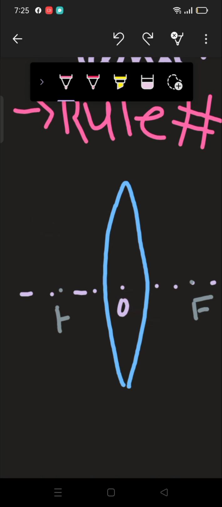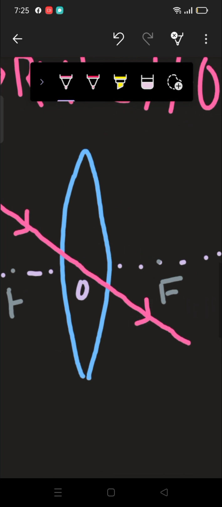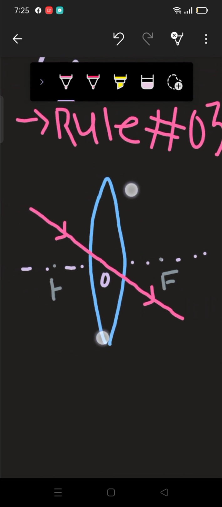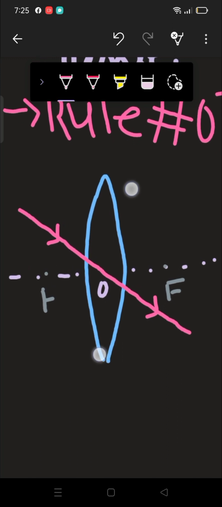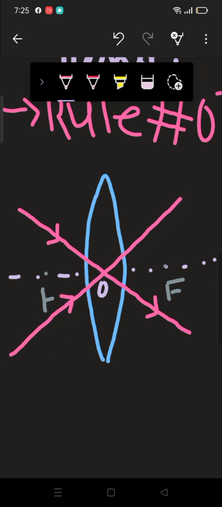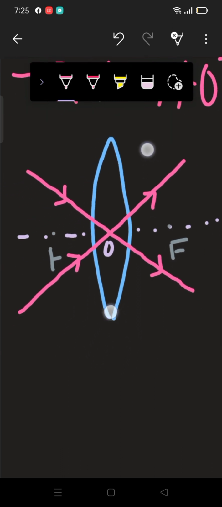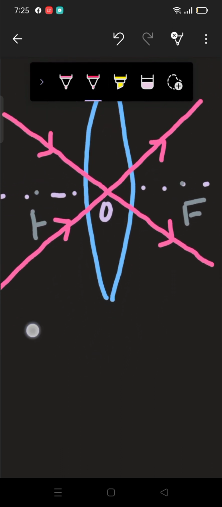They are going through the optical center, so after refraction they will not change their path. Their direction would be the same as they are going through the optical center. They will continue along that same path. Again I am making it here. As you can see, this is the third rule we have, using a convex lens.